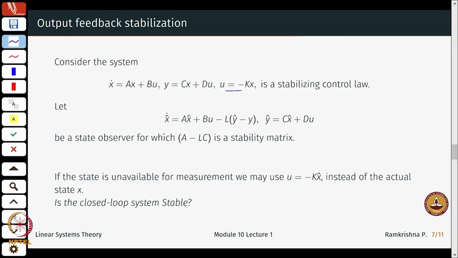Okay, so let me construct an observer of this form: x hat dot is Ax plus Bu minus L times (y hat minus y), where y hat is C x hat plus du. Let this be a state observer which I can design in such a way that A minus LC is a stability matrix. This also means that I start with the assumption that the pair A, C is observable and that the pair A, B is controllable.